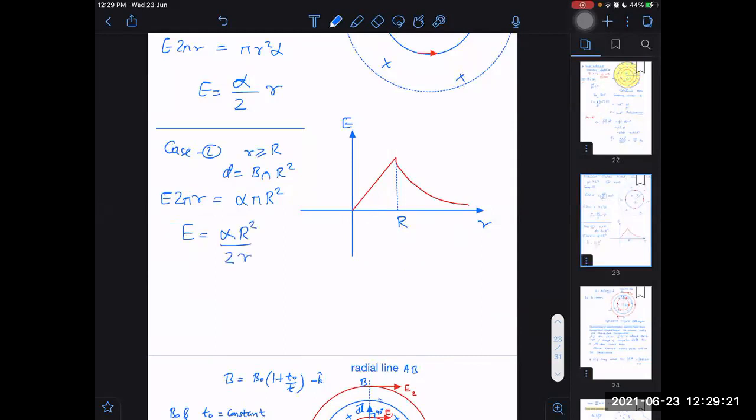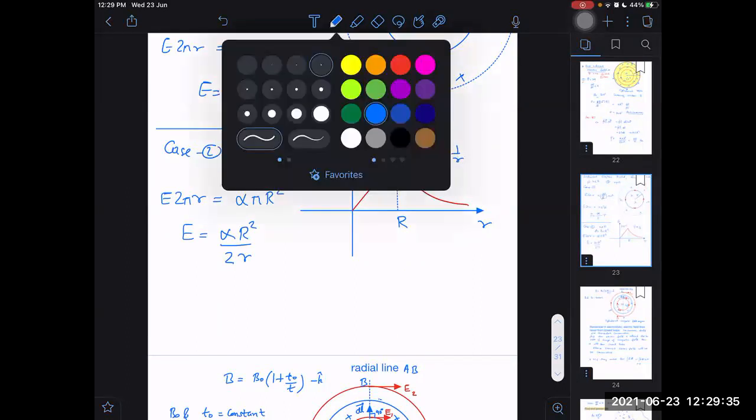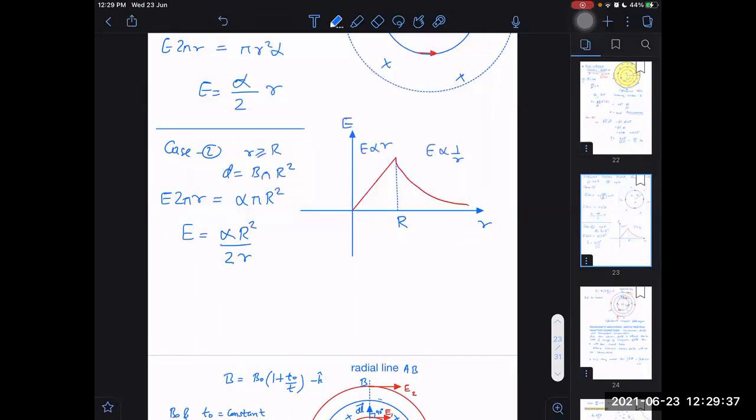So we are getting E directly proportional to 1 by r. Many times it happens like that, that E is directly proportional to r. Then we are getting, wait a second, E at r distance, whatever it is, will be alpha into r by 2.